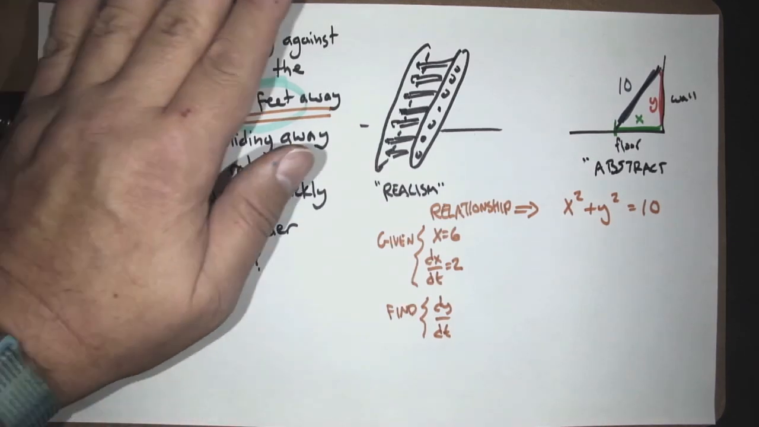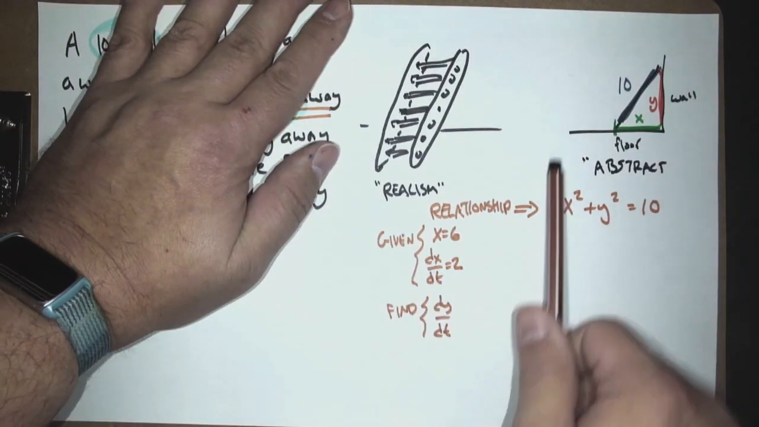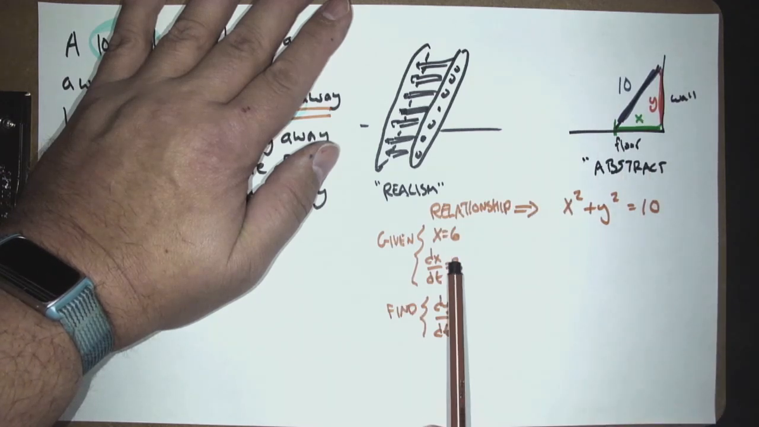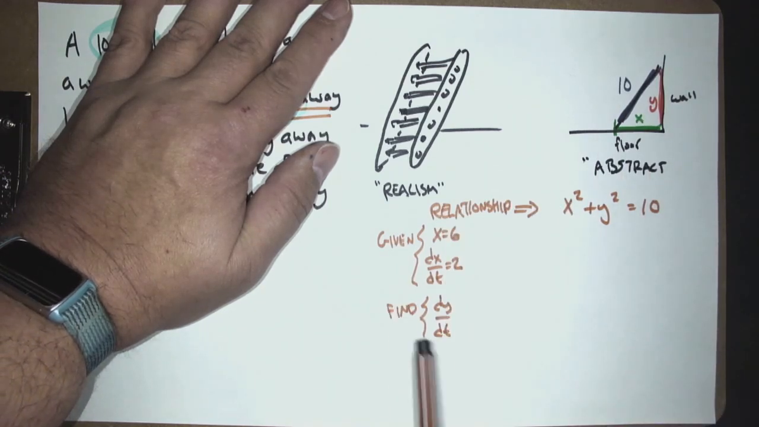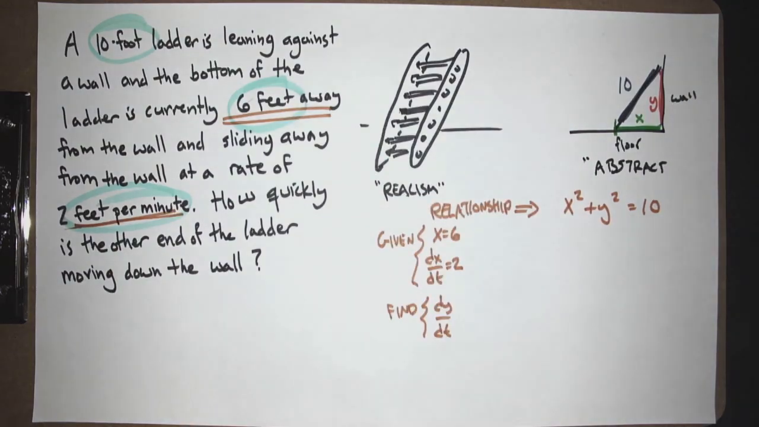So now we essentially can ignore all of this. We've got our relationship, we have our givens, and we know what we're looking for. So this is a translation. This is the hard part. And it just takes practice. All right. What comes next? We've done step 1. We found a relationship. What's step 2?